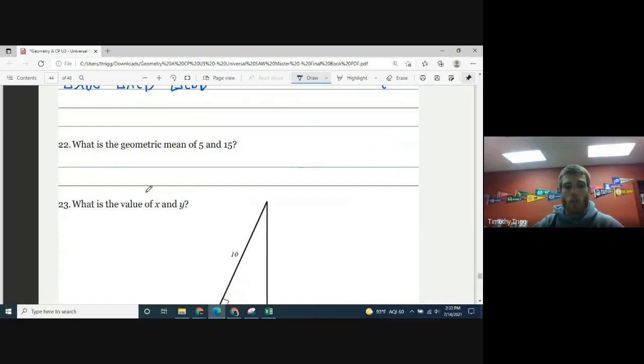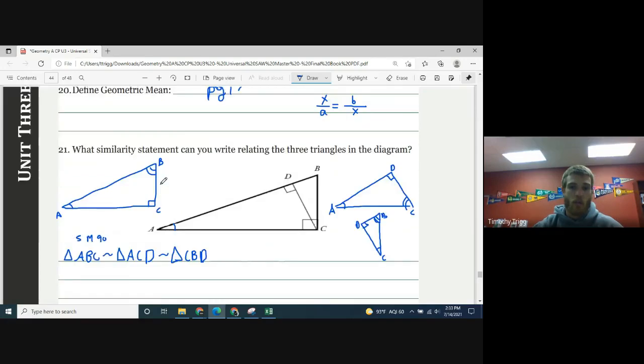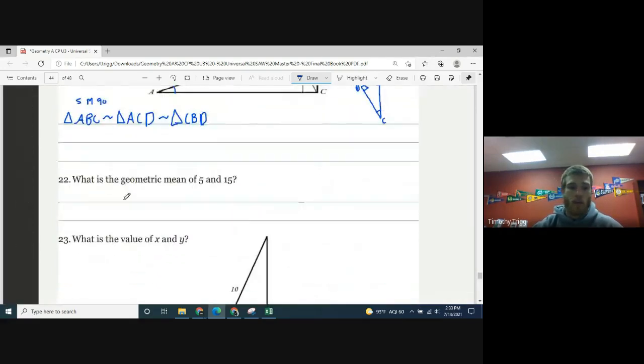Now for number 22, we want to find the geometric mean of 5 and 15. So as I showed you up here, when we're doing geometric mean, you make sure that we're writing a proportion where x is opposite from itself. Okay. Then the other two lengths that they give you, or the things we're finding the geometric mean for, go opposite from each other here. So from here, to solve this, we would cross multiply. So we want to do x times x, well, that gives me x squared equals, and then 5 times 15, that's 75.